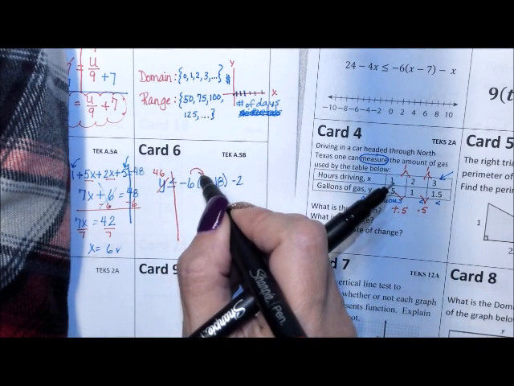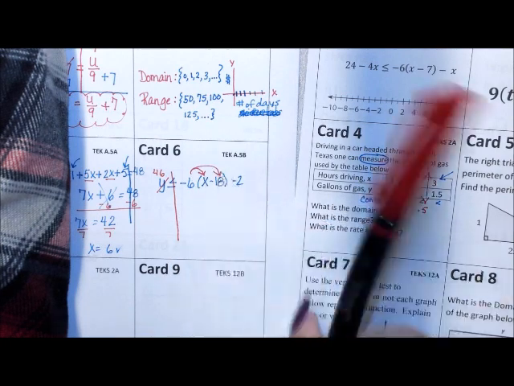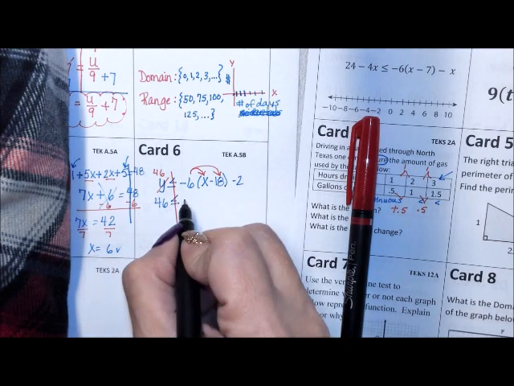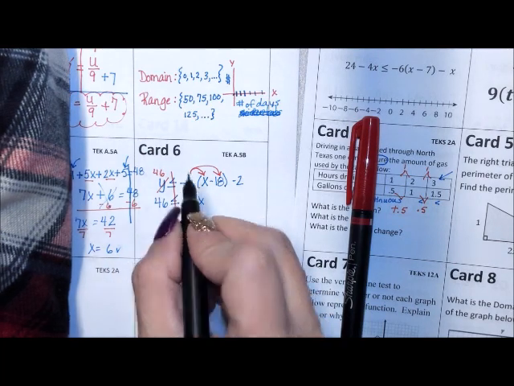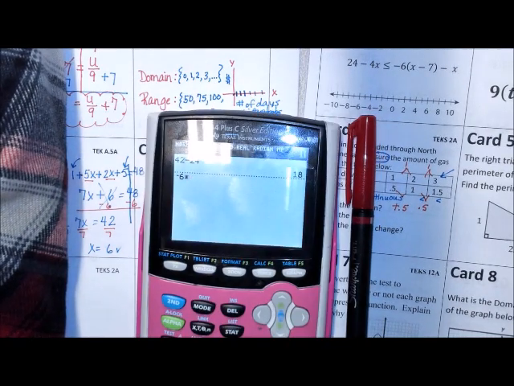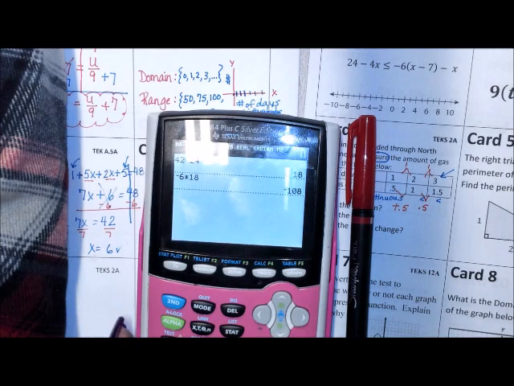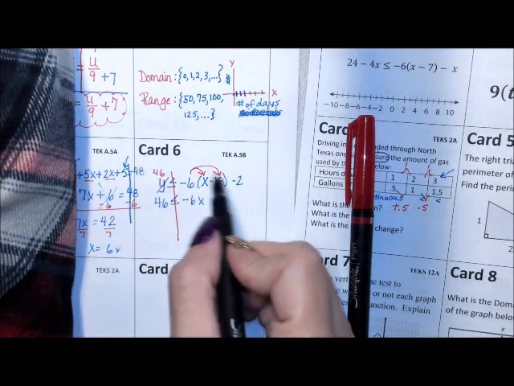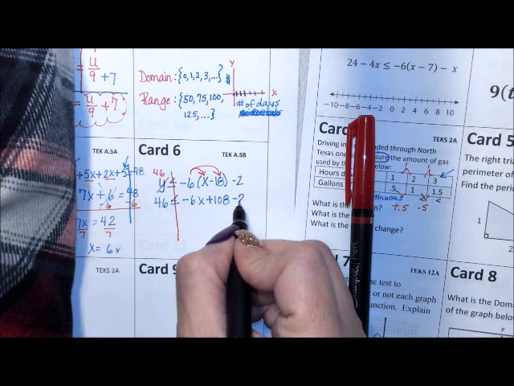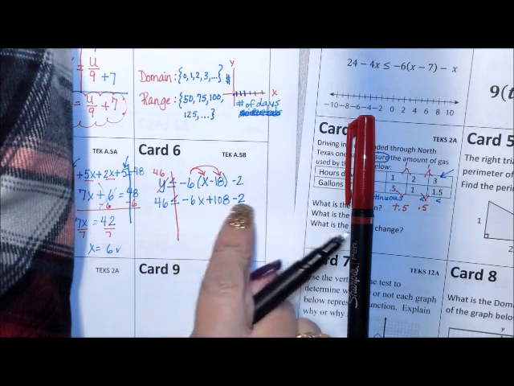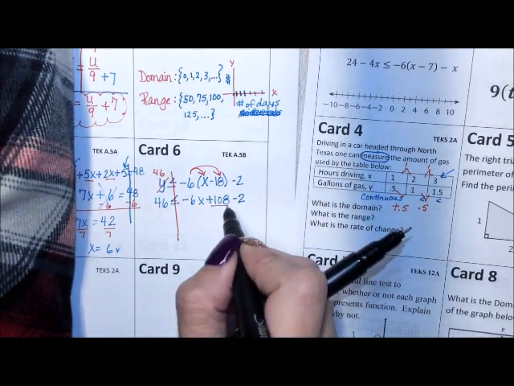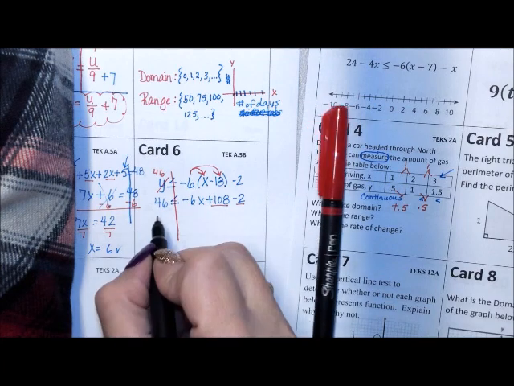Let's use the distributive property. So 46 is less than or equal to negative 6x, negative 6 times 18. I'm going to grab my calculator real quick. Negative 6 times 18, 108. Two negatives make a positive, so it's 108 minus 2. 3 terms on this side means I can probably put something together. I think the 108 and the 2, I'm going to put those together.